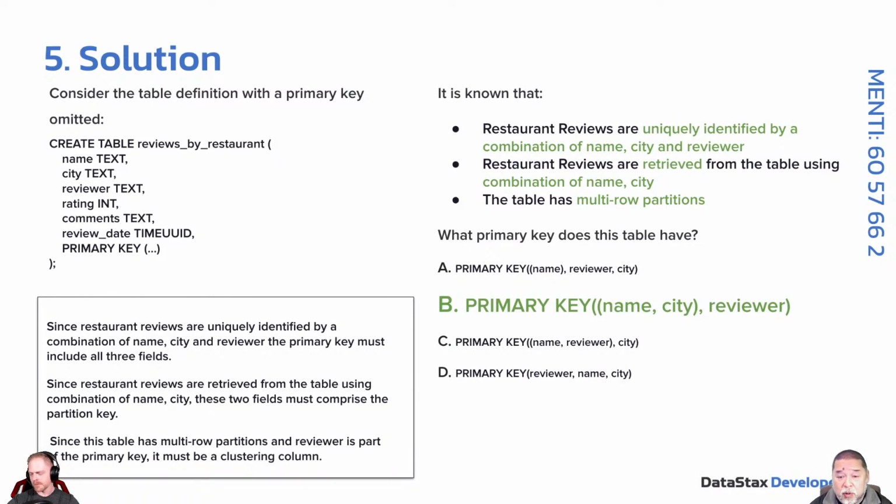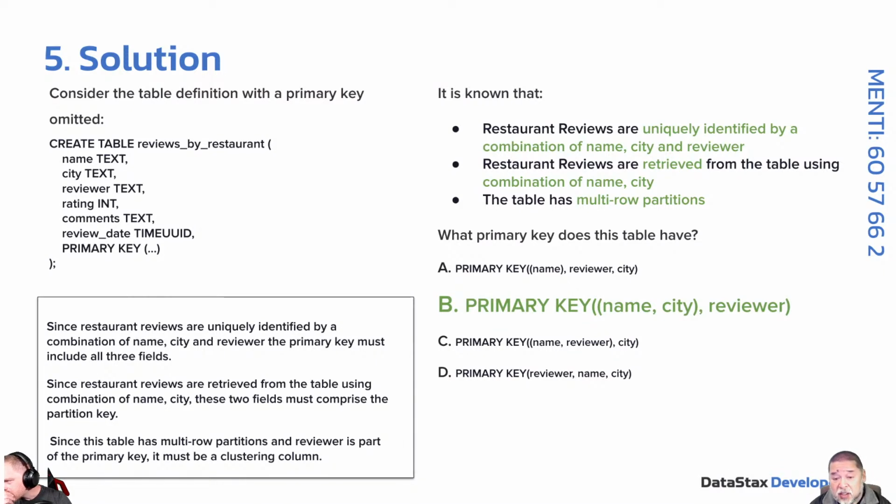The next one is important. It says rows are retrieved from the table using a combination of name and city. So in order to retrieve rows by name and city, a couple of things could be going on. You could have either name or city as the partition key. But if name is the partition key, then city has to be the first clustering column, or you wouldn't be able to do a query based on just name and city.